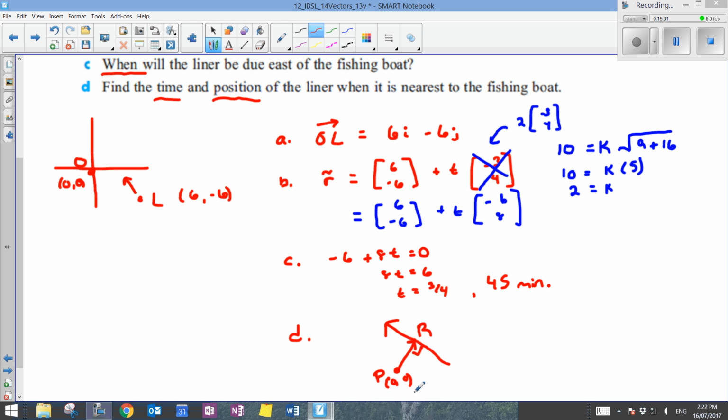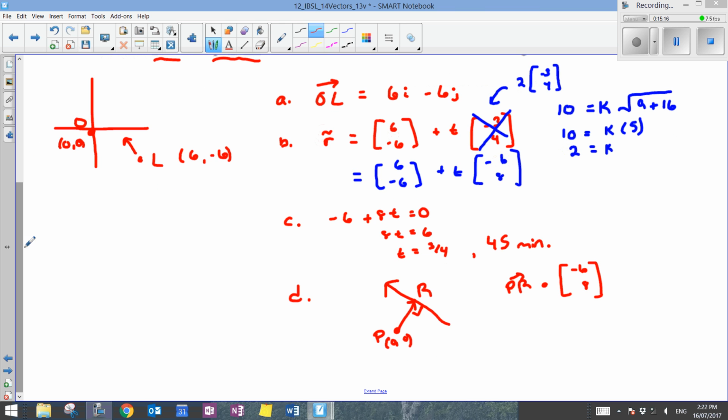(0, 0). Okay, and we want PR dotted with our velocity vector, which for this one is going to be (-6, 8). You could also use (-3, 4). That should be fine as well, because it's parallel to it, and we want to set these equal to 0. So the first thing we need to do is find PR. We're going from (0, 0), so that makes it a little bit easier. R is just the position, so (6 - 6t, -6 + 8t). Minus (0, 0), so that'll just be (6 - 6t, -6 + 8t), dotted with our direction, (-6, 8).